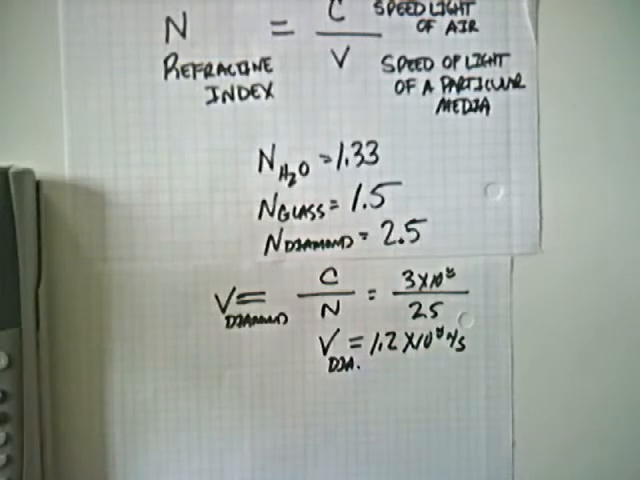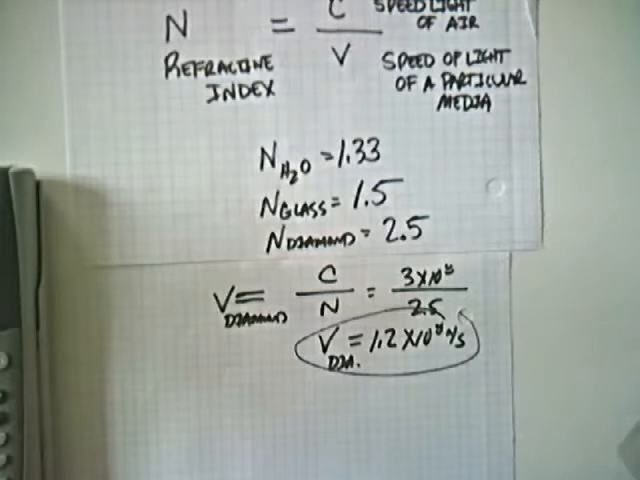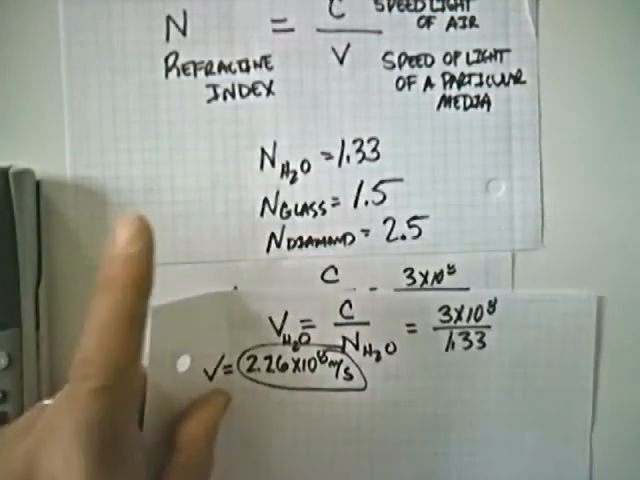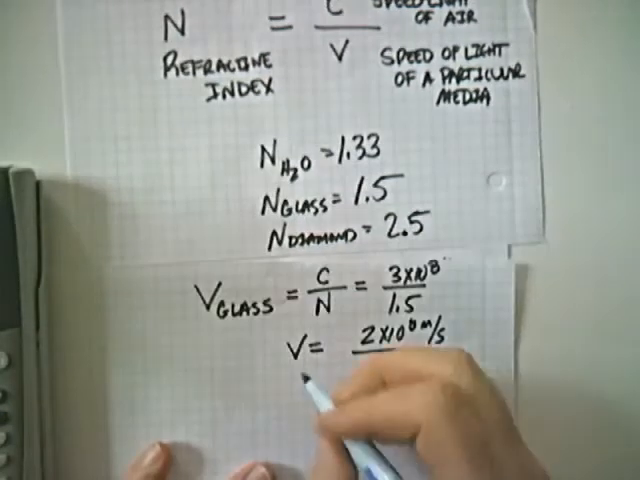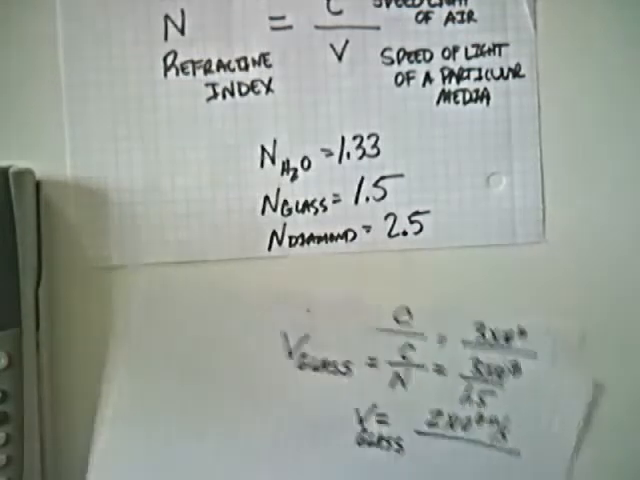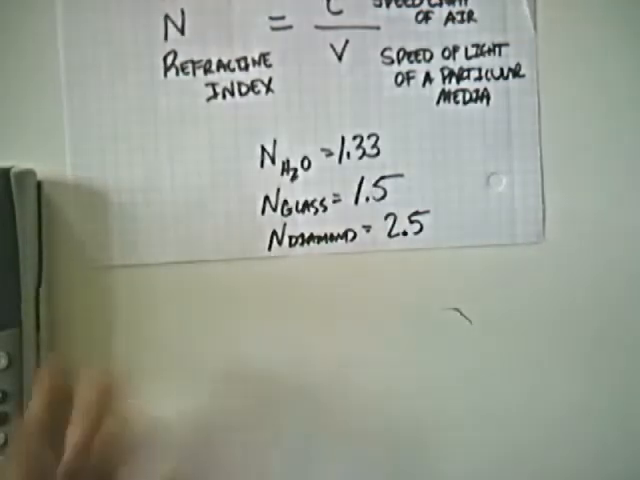So you can see each time we did it, we're getting a slightly different speed. So first we did water, 2.26, basically 2.3 times 10 to the 8th. Then we did it for glass, 2 times 10 to the 8th. Then we did it for diamond, 1.2 times 10 to the 8th.